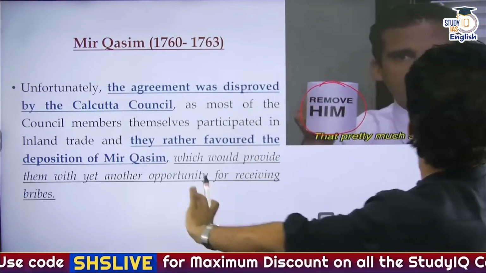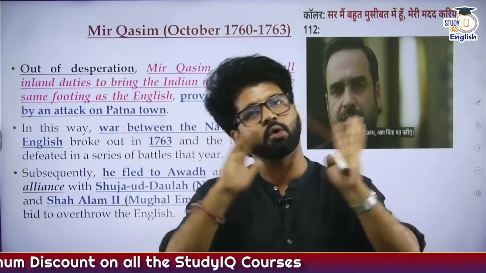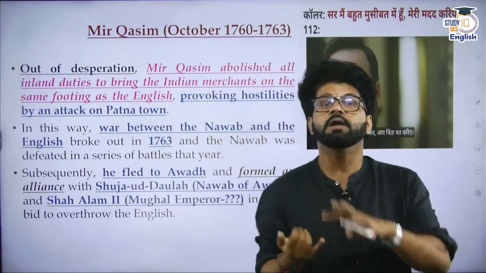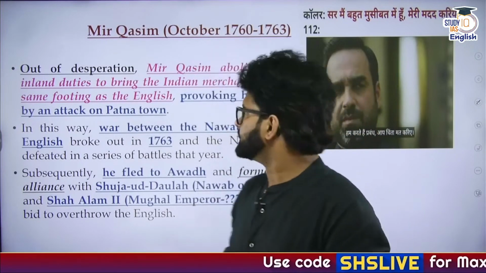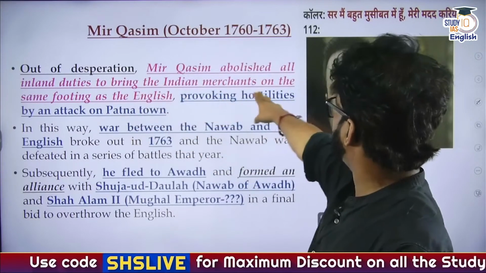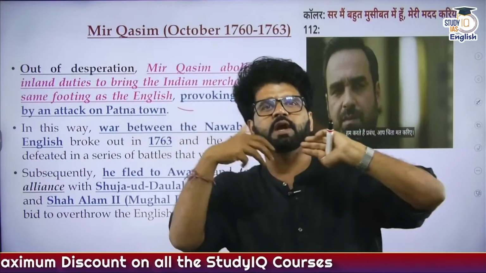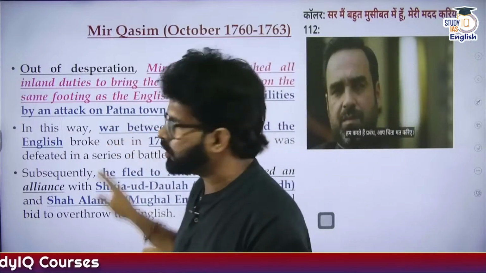So this will happen. A small kind of a war or fight will happen near Patna town in Bihar. And then Mir Qasim felt like he cannot do things on his own. He needed help from some other people. Out of desperation, Mir Qasim abolished all inland duties to bring the Indian merchants on the same footing. You can say that this is one of the last things he's trying to do, because he's trying to assert his authority, provoking hostility by an attack on Patna town.